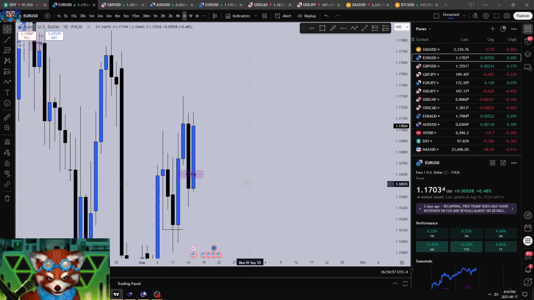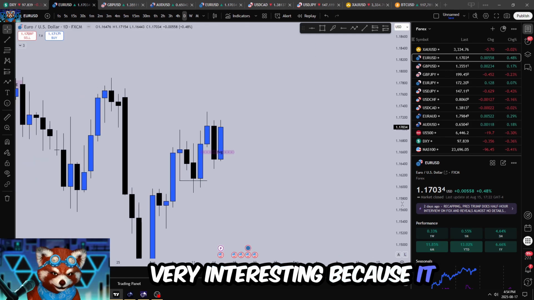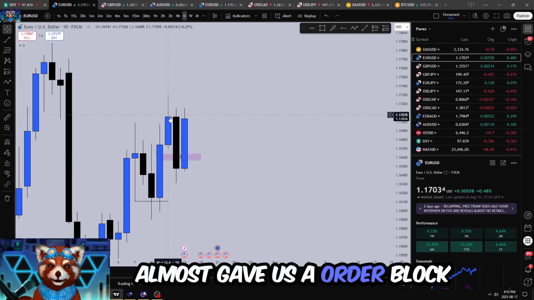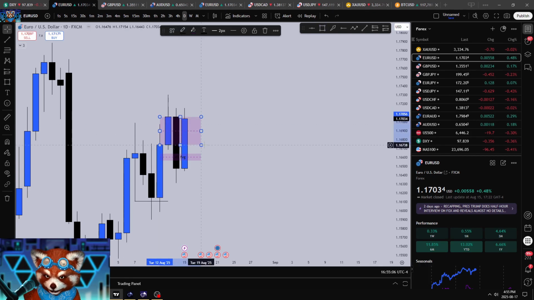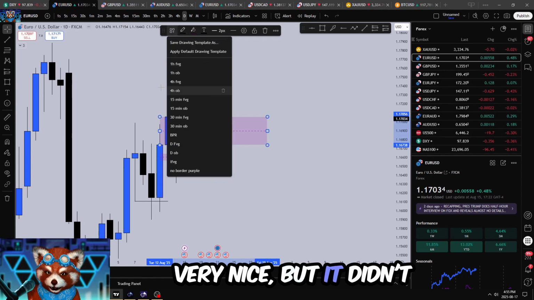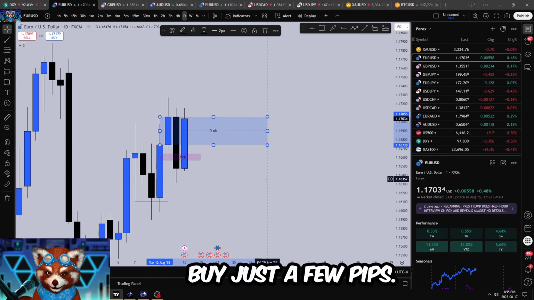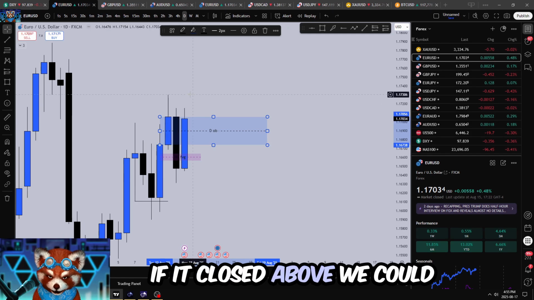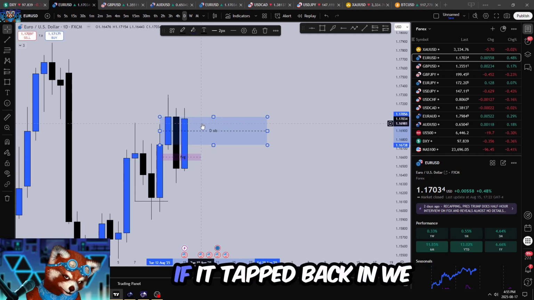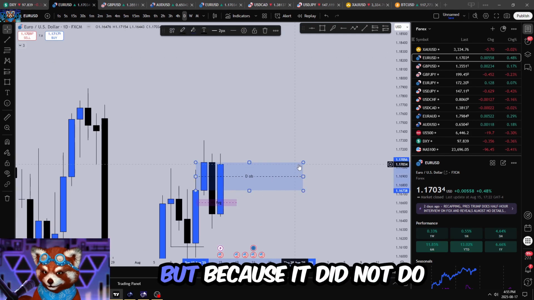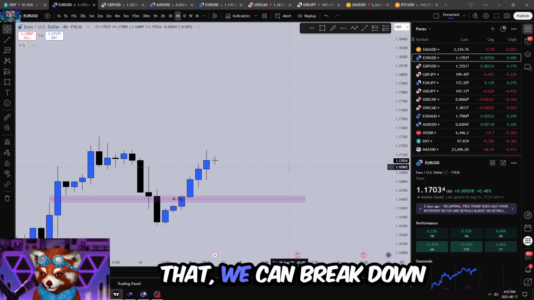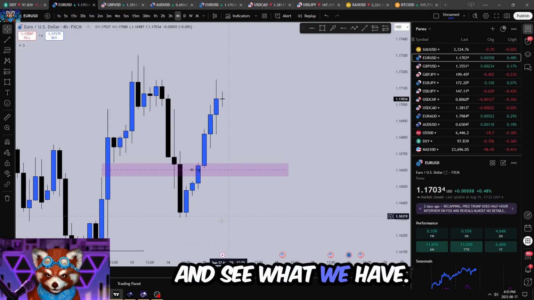Euro USD, very interesting because it almost gave us an order block to start off the trading week, which would have been very nice, but it didn't by just a few pips. If it closed above, we could have seen how it opened. If it tapped back in, we could have used it for our bullish bias. But because it did not do that, we can break down and see what we have.